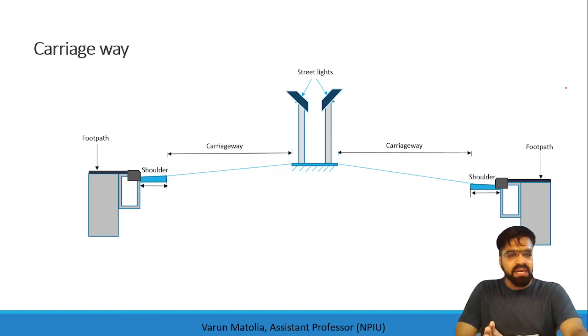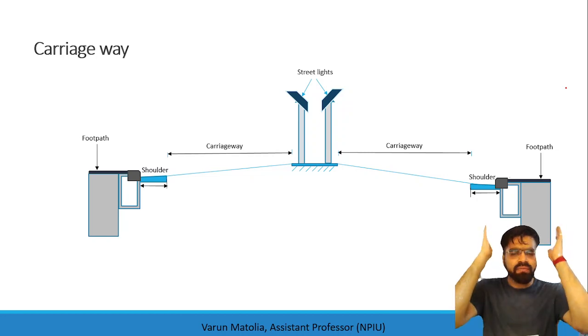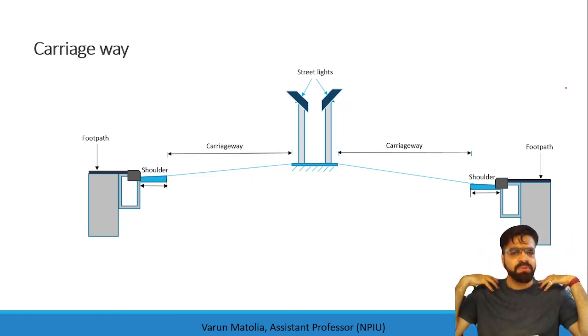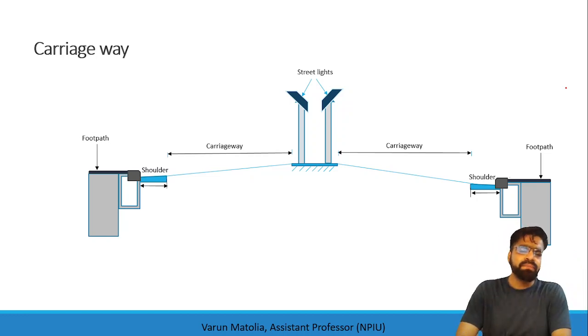The space provided additional to the carriageway till the curb line or the footpath line is known as shoulder. Like you have a head, this is known as carriageway, and your shoulder is the additional space provided. In the same way, the roads have shoulders on both sides.